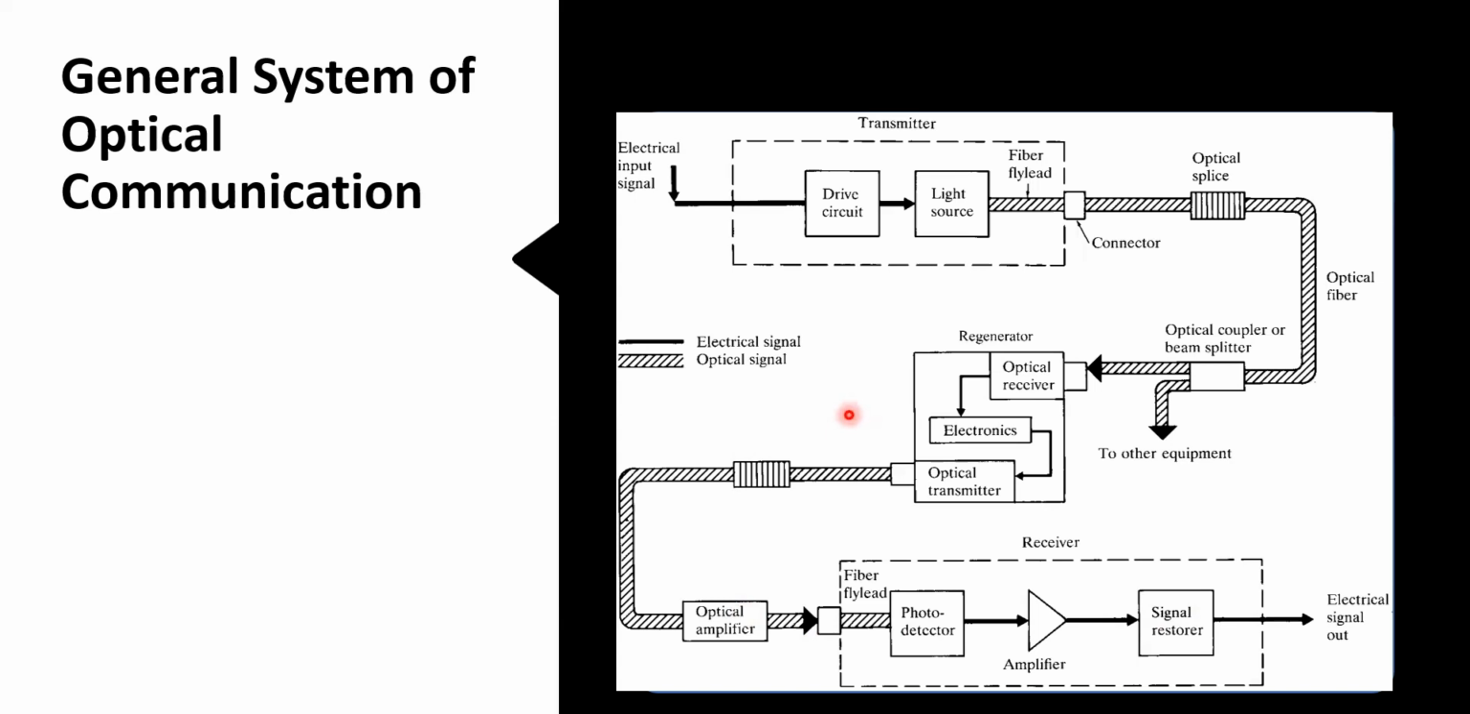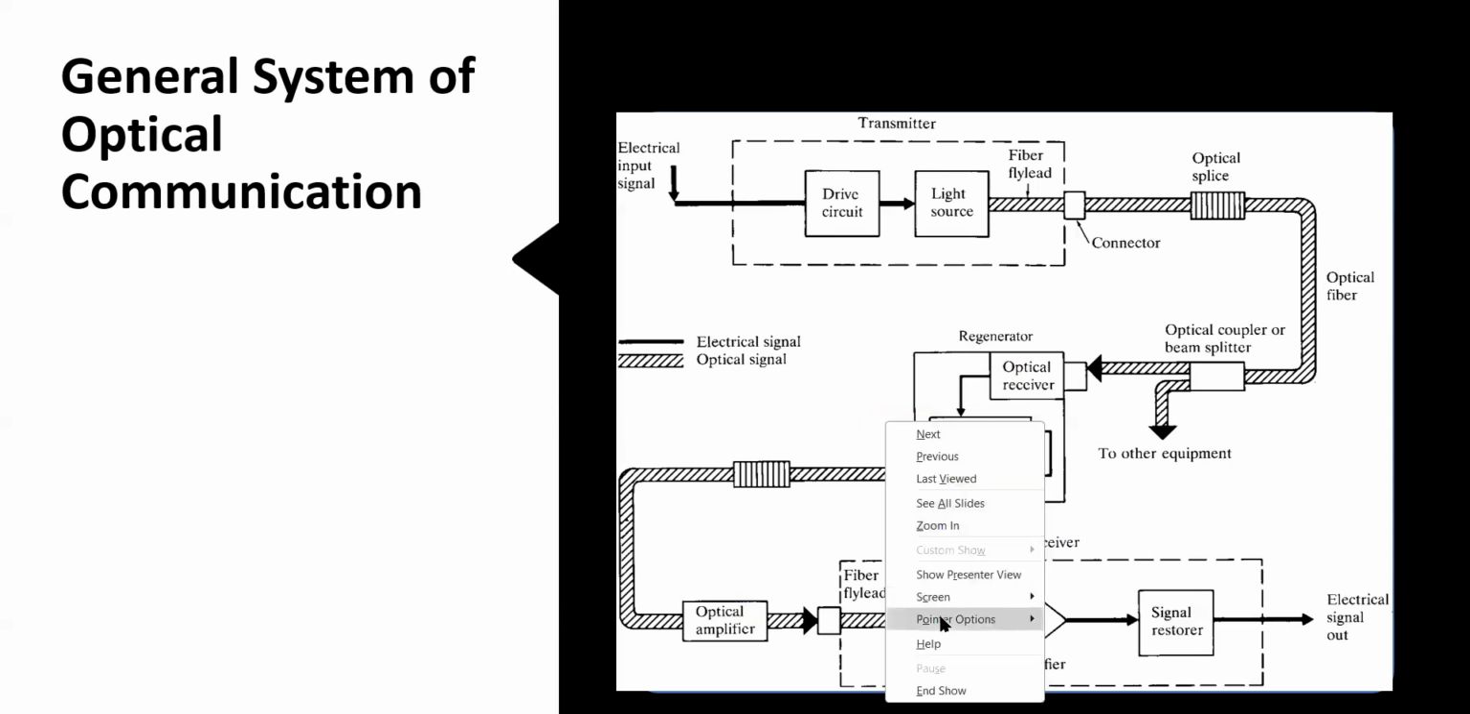So you need to remember, basically in a communication system the important components are the transmitter and the receiver. In between there are couplers, regenerators, optical amplifiers, and optical splices. Usually in the transmitter, modulation happens, and in the receiver, demodulation happens. Now one more thing, where exactly to place this regenerator? Can the regenerator be placed at any point? No.